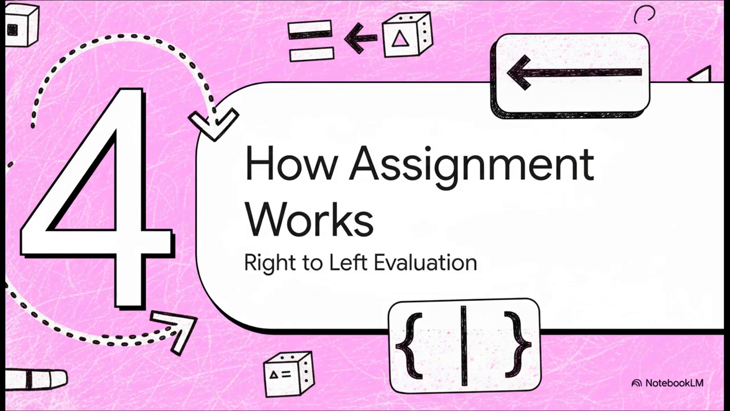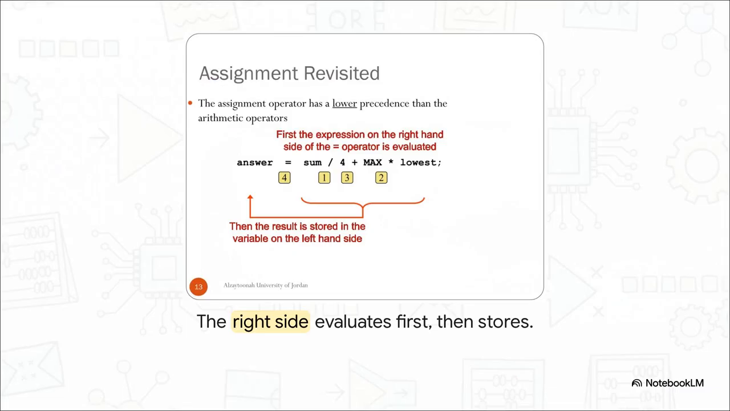Section 4. How assignment actually works. Let's zoom in on how this builds into our understanding of variables. We really need to unpack that assignment operator. In human math, an equal sign is a statement of truth, right? Like, the left side perfectly balances the right. But in computer logic, it's an action.